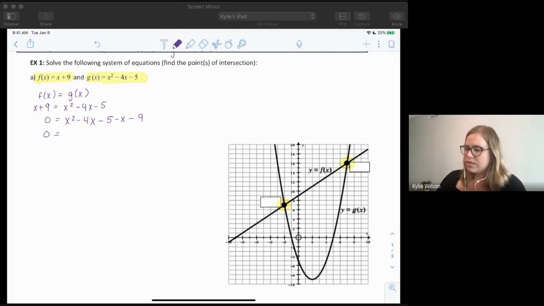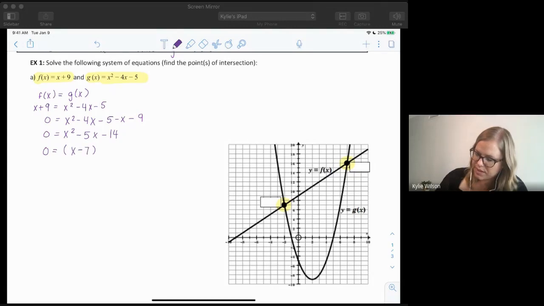Okay, so now I've moved everything over to set it equal to 0, and I'm going to collect some like terms: x² - 5x - 14. Now we're going to solve for x. I first look to see if I can factor. Two numbers that add to negative 5 and multiply to negative 14 will be negative 7 and positive 2. Now I set each bracket equal to 0 and solve for x.